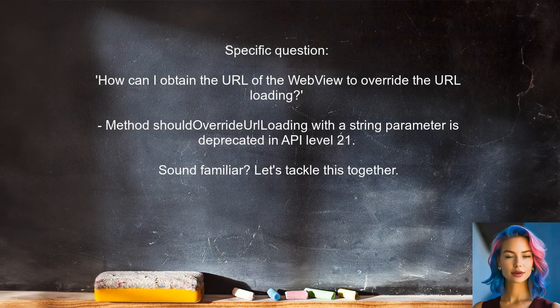Here's the specific question we're addressing. One user asked, "How can I obtain the URL of the WebView to override the URL loading?" They mentioned that the method shouldOverrideUrlLoading with a string parameter is deprecated in API level 21. Sound familiar? Let's tackle this together.